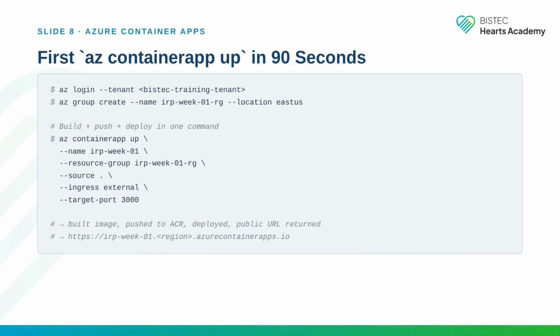3 commands. Log into Azure with the BISTEC training tenant. Create a resource group. Then the single az containerapp up command with your app name, resource group, source, external ingress, and target port. Azure builds the image, pushes it to a new Azure container registry, deploys it as a container app, and returns the public URL. 90 seconds to first deploy. The URL pattern: your app.region.azurecontainerapps.io.